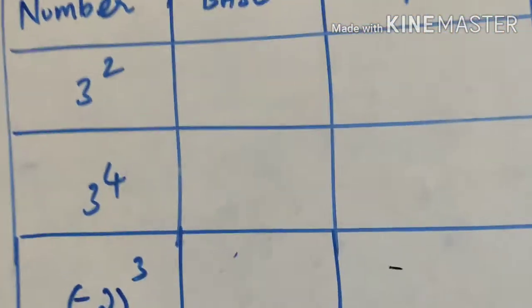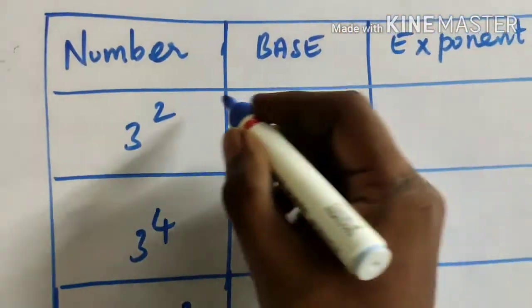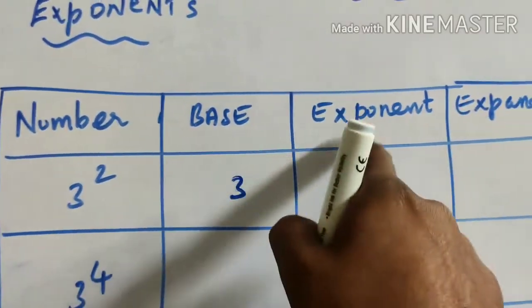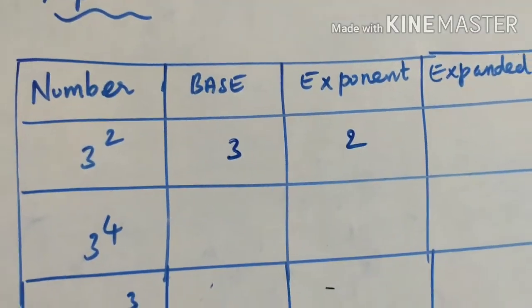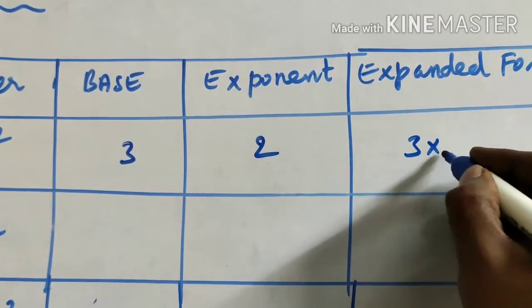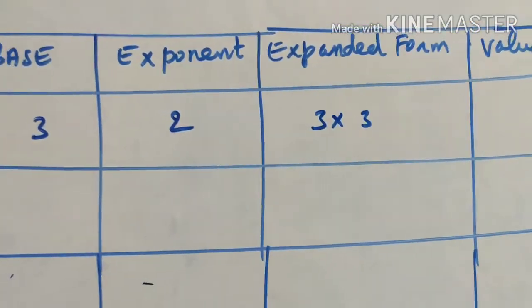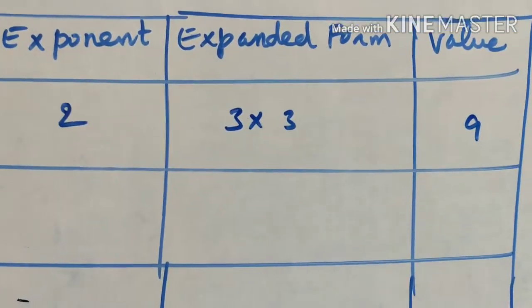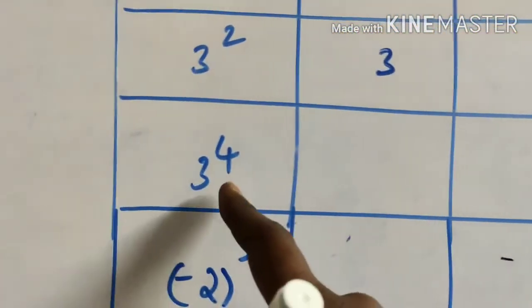Now let us come to this sum. The base is 3. Exponent is 2. And how can we expand this? 3 square can be expanded as 3 into 3. The value is 9. 3 3s are 9.